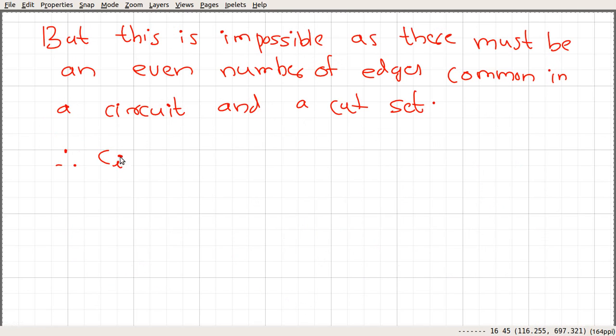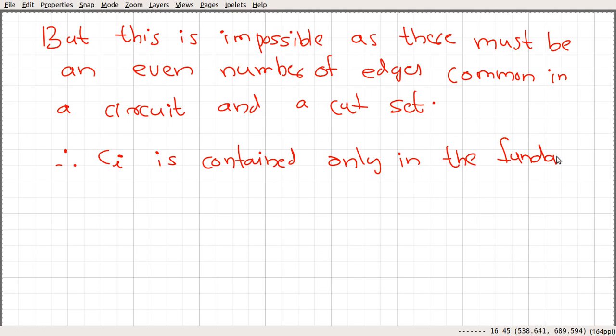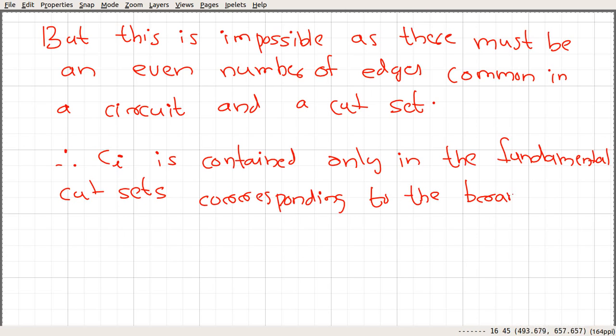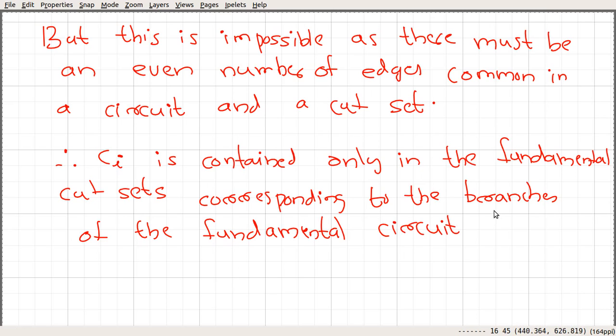Therefore, Ci is contained only in the fundamental cut sets corresponding to the branches of the fundamental circuit determined by that chord Ci. And that's what we wanted to prove.